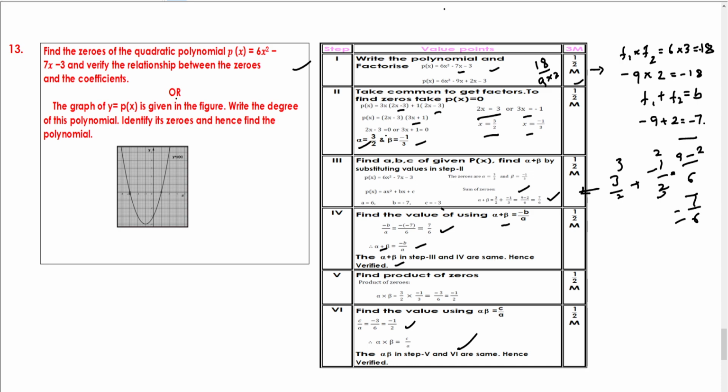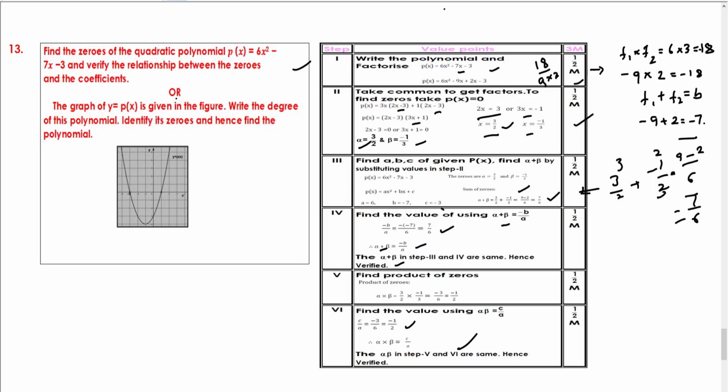Equate 2x minus 3 equal to 0, right? Then 2x is equal to, take minus 3 to the right, you will get 3. Then take 2 to the right, you will get x is equal to 3 by 2. And similarly, you take 3x plus 1 is equal to 0, plus 1 goes to the right side, becomes minus 1. Take 3 to the right, x is equal to minus 1 by 3. For this step, for getting the zeros, you will get a half mark.